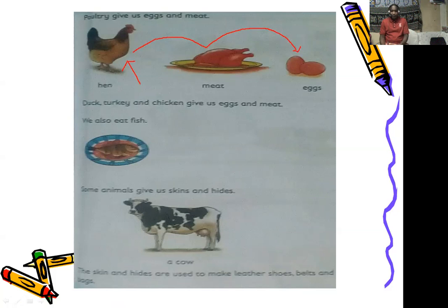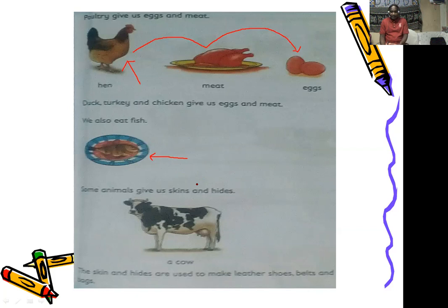We also eat fish. Pupils, if you look at the plate, what is contained in the plate is fish. Fish also is very important to our body. Pupils, fish is body building.